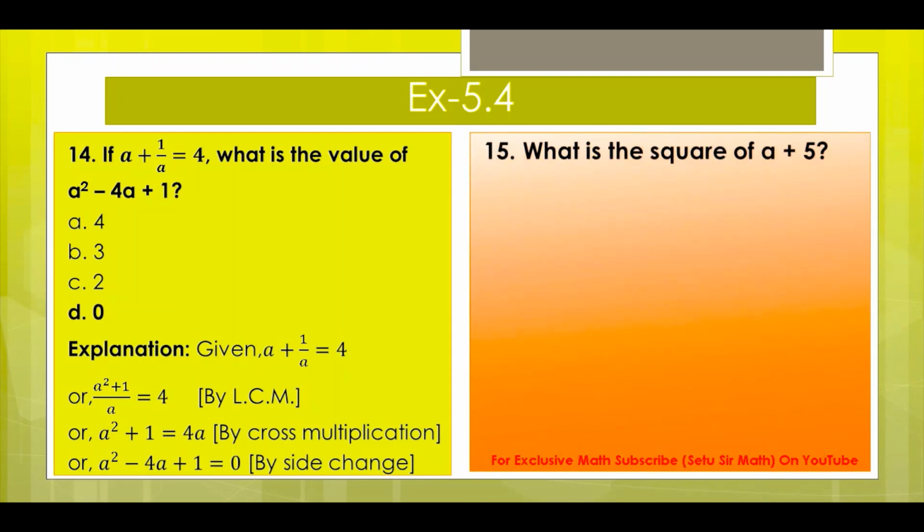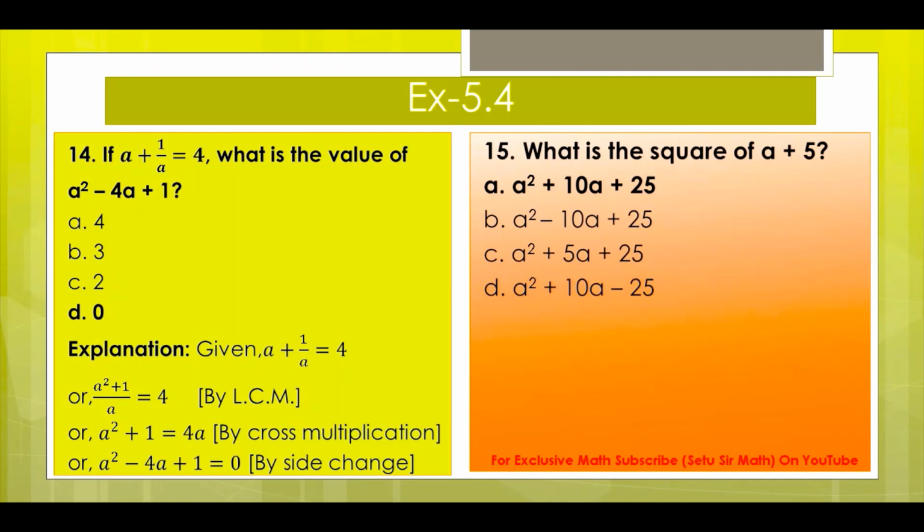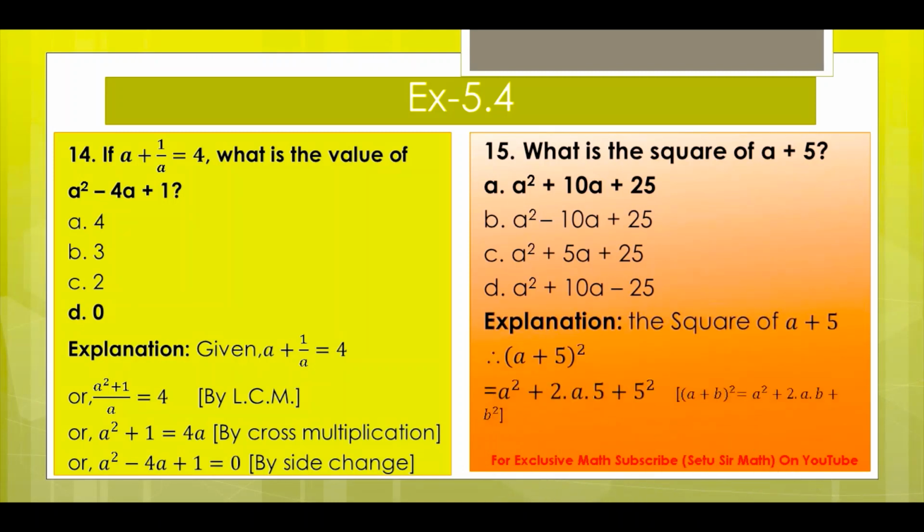So number 15, what is the square of a plus 5? These are the options. A is the answer. As you already know from MCQ 1, we showed a minus 5 square. Now we will show a plus 5 square. We will just compare a plus b whole square equals to a square plus 2ab plus b square. So a plus 5, where a is a and 5 is b. So this is the desired answer, a square plus 10a plus 25.